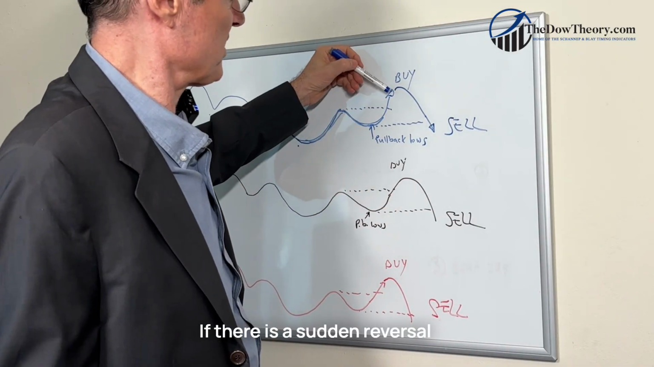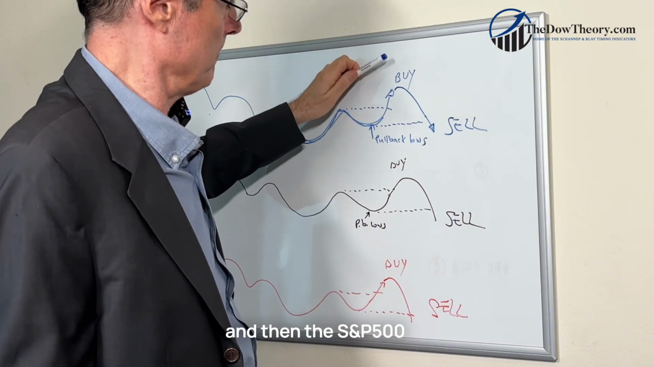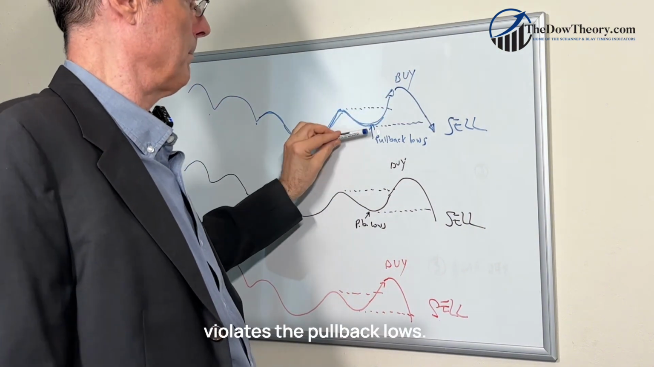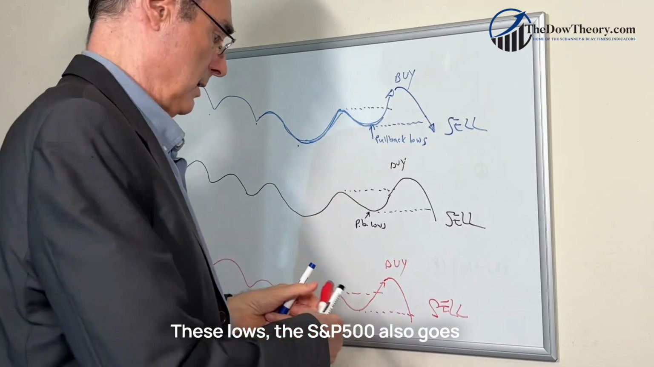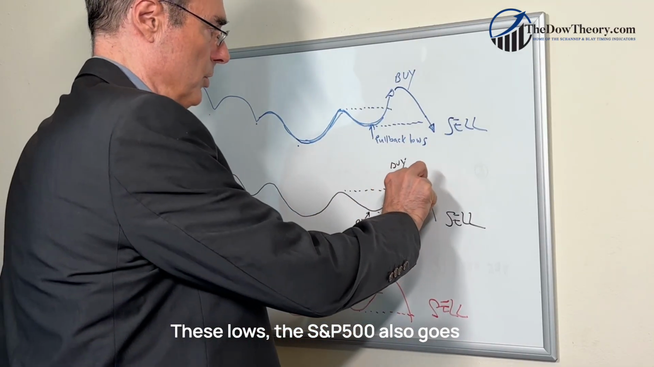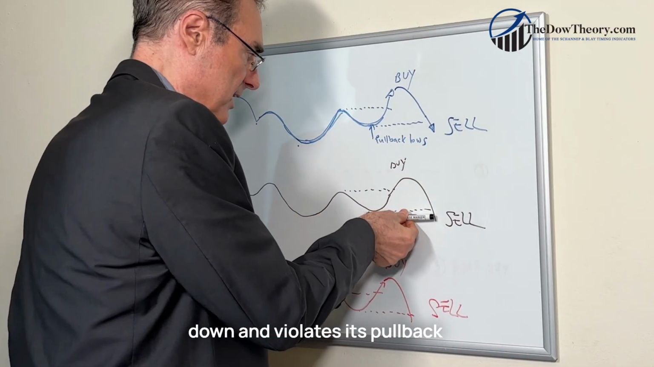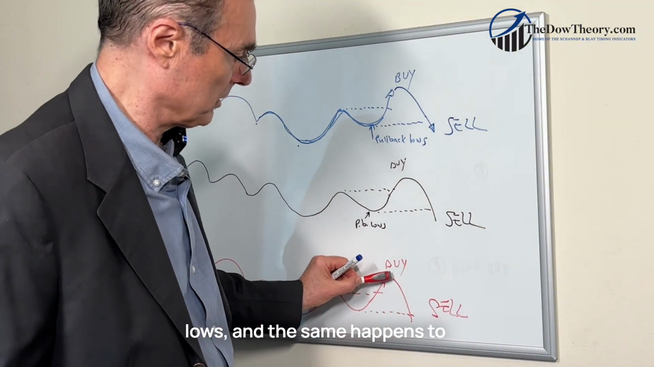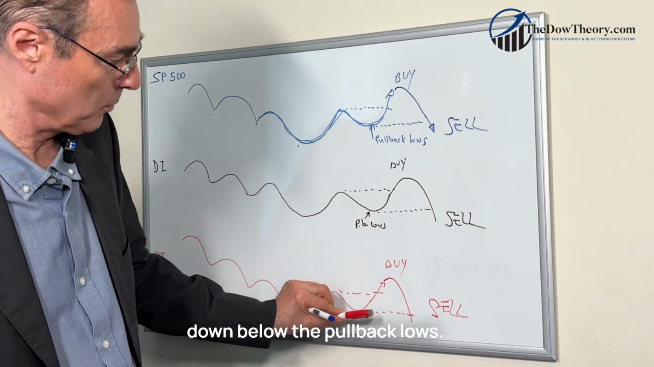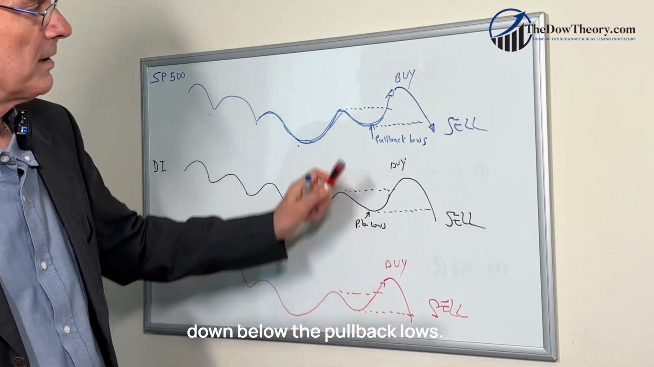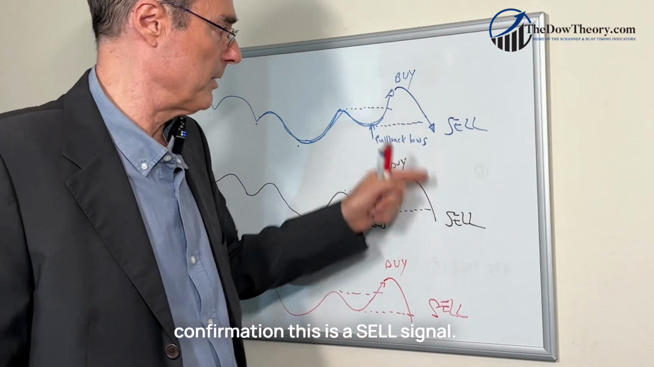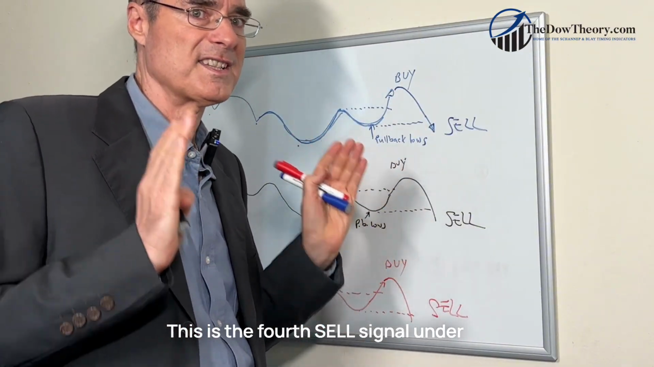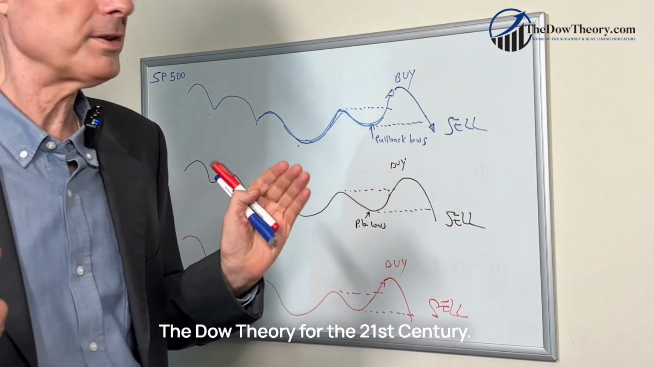But what's interesting is what happened afterwards. If there is a sudden reversal and then the S&P 500 violates the pullback lows, these lows, the S&P 500 also goes down and violates its pullback lows, and the same happens to the transportation and it breaks down below the pullback lows, then when we get triple confirmation, this is a sell signal. This is the fourth sell signal under the Dow Theory for the 21st century.